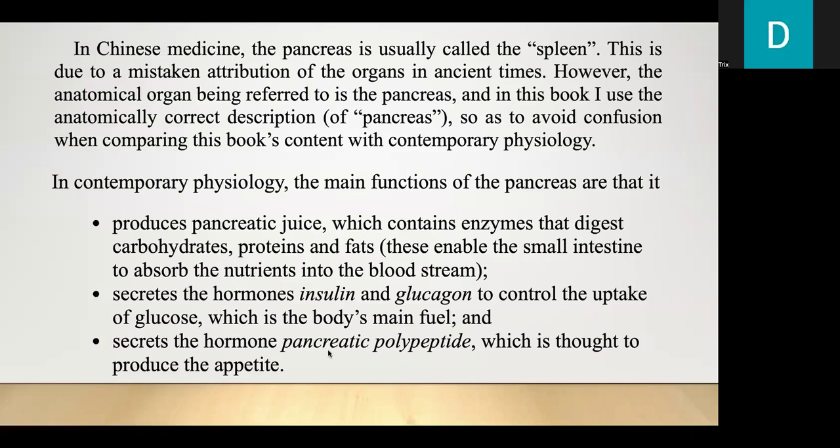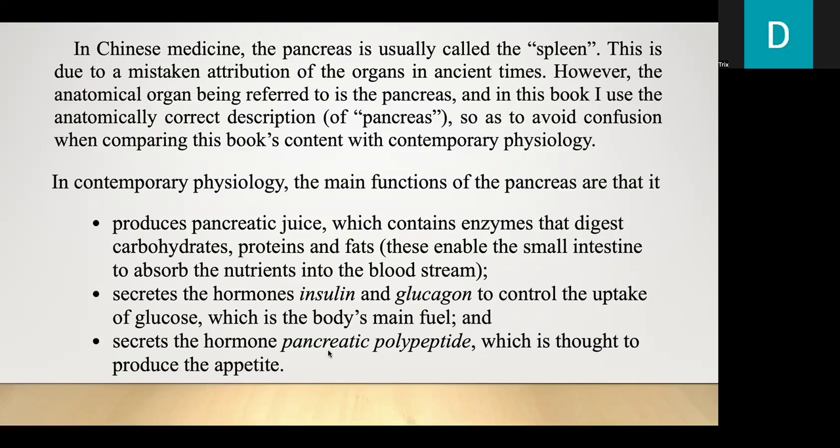However, the anatomical organ being referred to is the pancreas, and in this book I use the anatomically correct description of pancreas so as to avoid confusion when comparing this book's content with contemporary physiology.